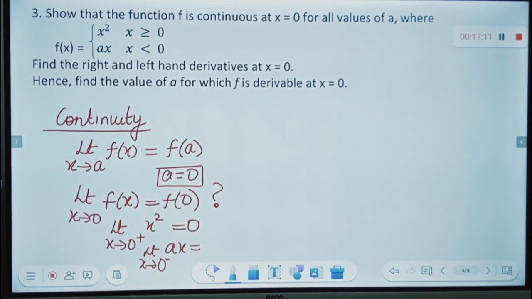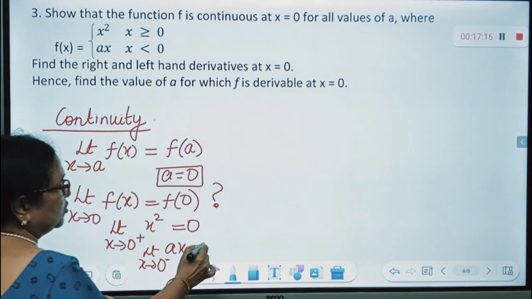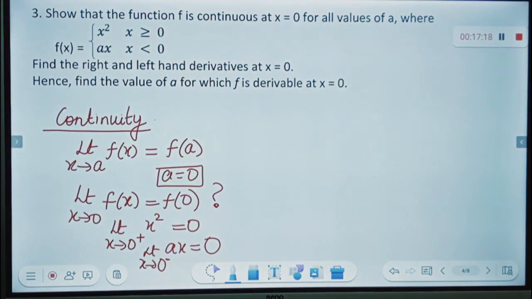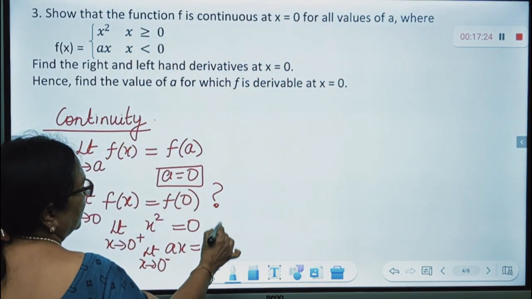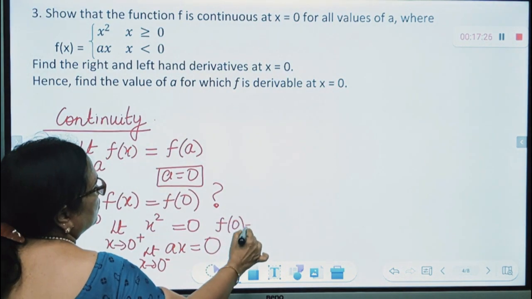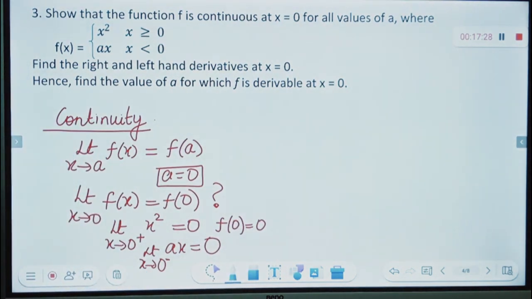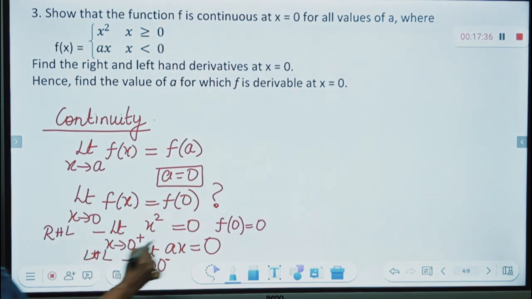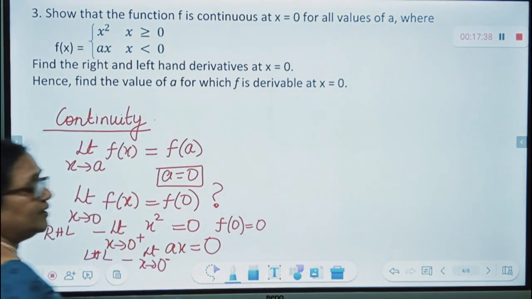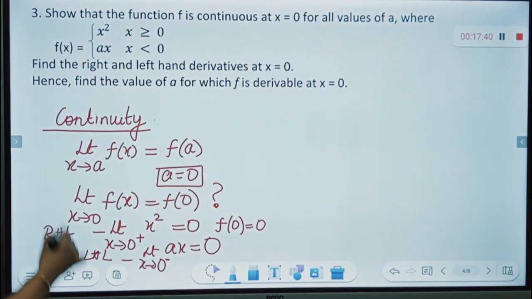So irrespective of whatever the value of a be, here when I put x equal to 0, this is going to become 0. What is f of 0? That is also 0 because I have to substitute in x square. f of 0 equal to 0. Okay. So this is your right hand limit. This is your left hand limit. And this is the value of the function at the indicated point. So all of them are 0.